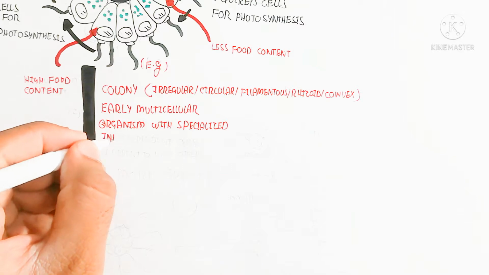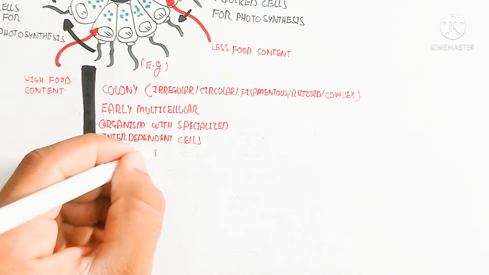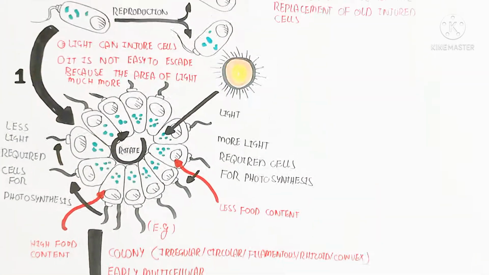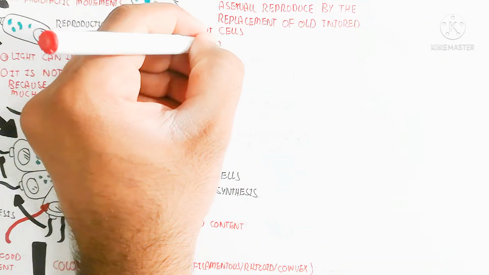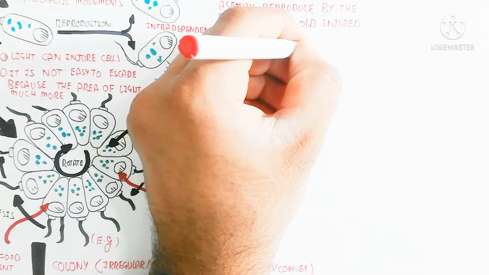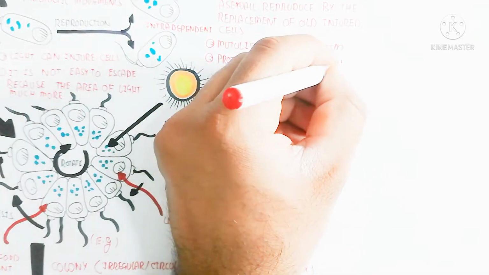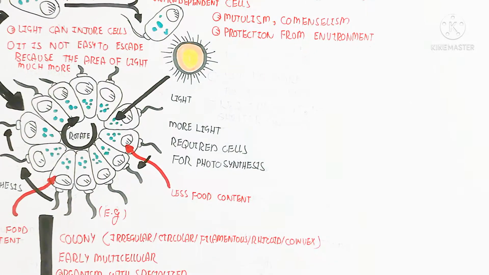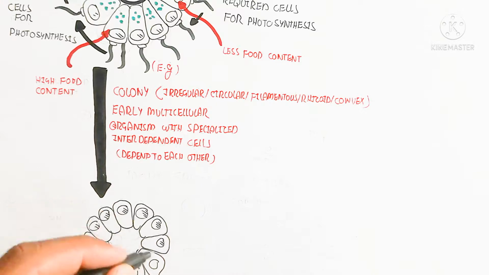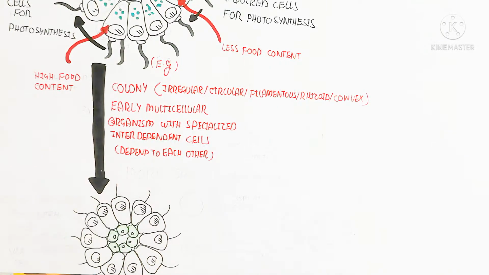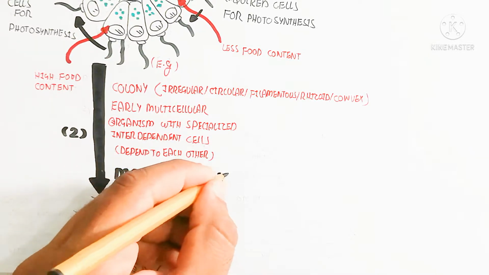An important thing is that the colony can be irregular, circular, filamentous, rhizoid, and convex. These are early multicellular organisms with specialized interdependent cells. Inter means dependent on each other, the cells in not intra but inter. So more than one cell depends on each other. Mutualism and commensalism are used for protection from the environment. What are mutualism and commensalism? We will discuss them later in this video. Here you can see the second step is basically more specialization.